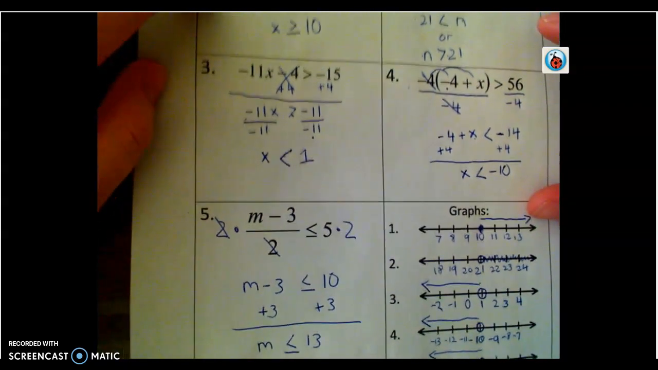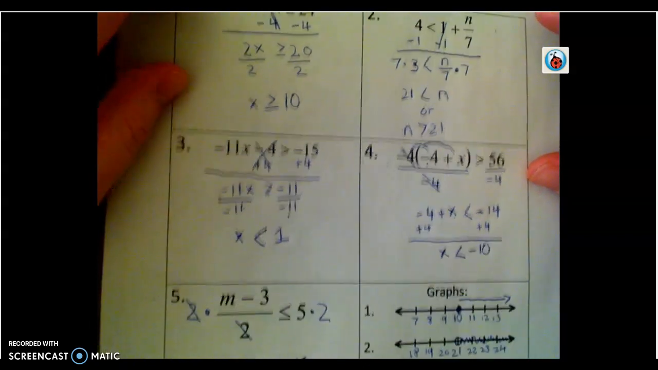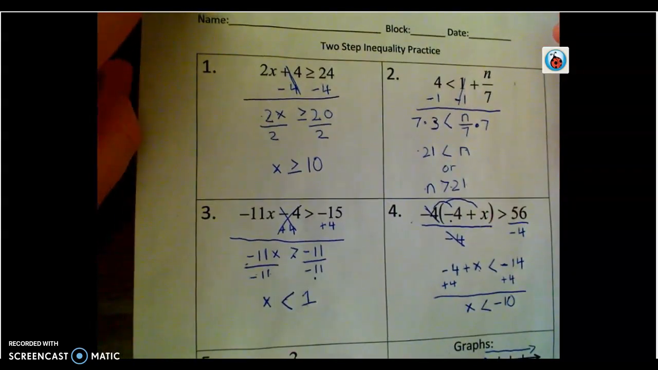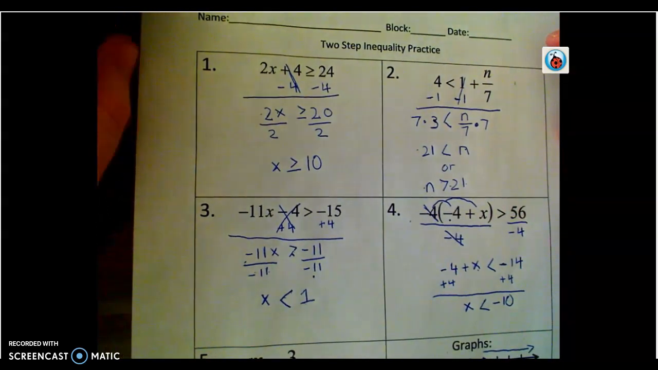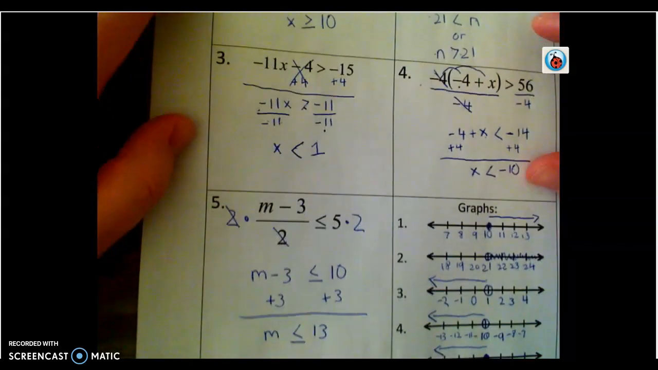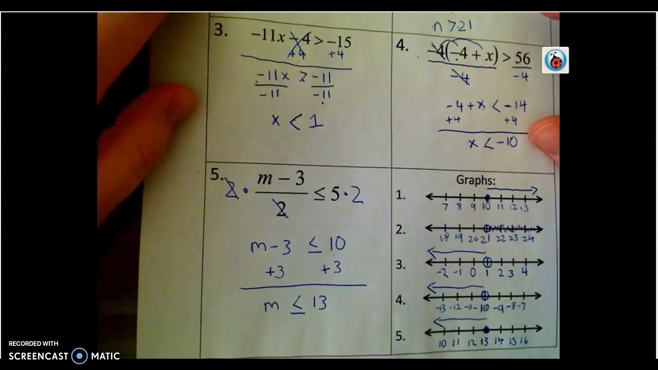Hopefully you did well with this practice. Now that you are done with this, the next activity I believe is the color by number activity that you can work on. If you need help, refer back to this sheet or refer back to this video. You should be good to go. Hopefully you did well. Good luck, guys.